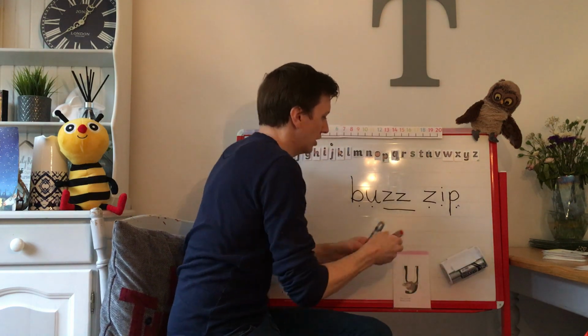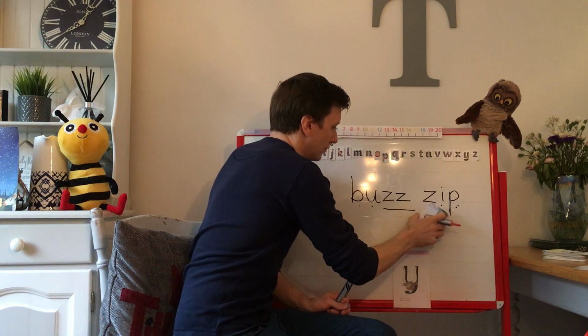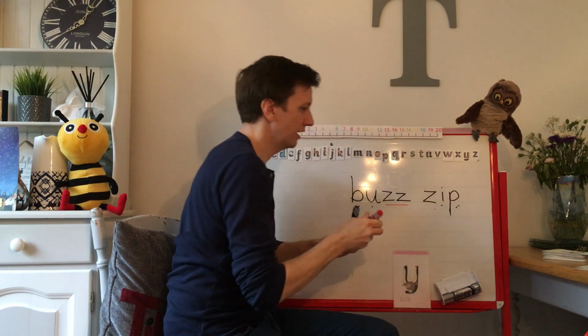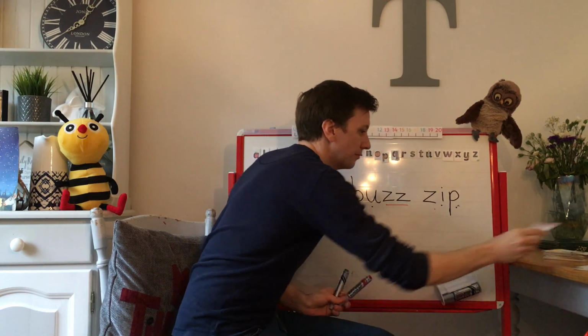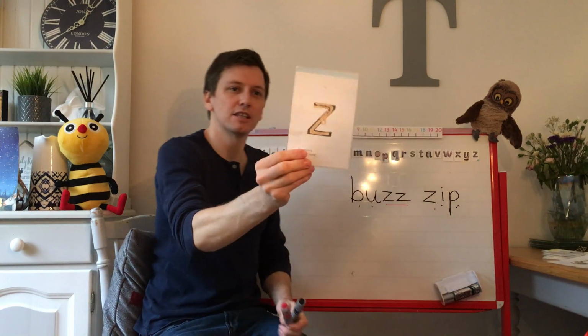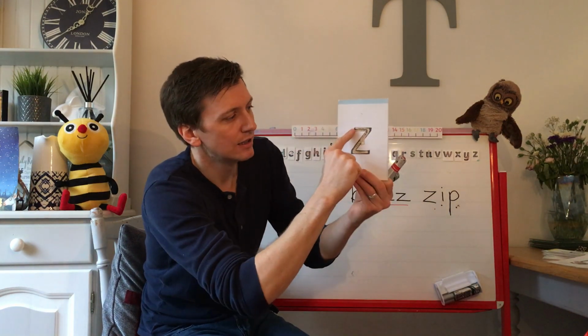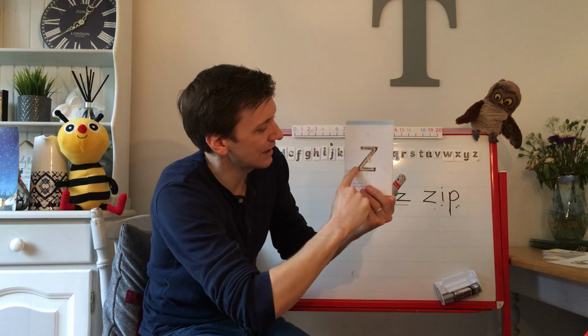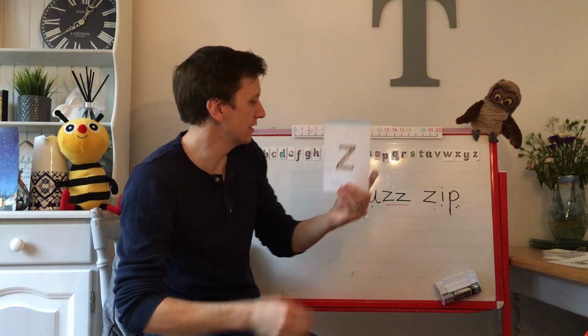I'm just going to put our phoneme for today in a different colour. Let's take away the yellow. Here it is here. Z. Zig, zag, zip. Get your finger out. Zig, zag, zip. Excellent.